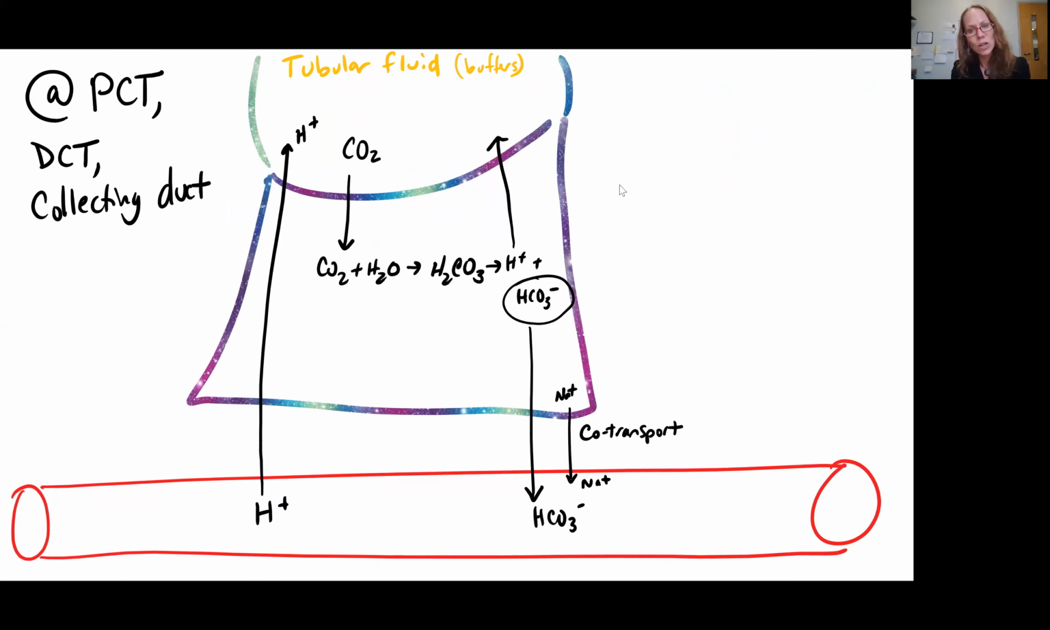Now, the kidney is also going to be important in helping to regulate pH. So we will see along the whole length of the nephron, the PCT, the DCT, and the collecting duct, that we are going to get hydrogen ion secretion and bicarbonate ion reabsorption. So H plus is leaving, bicarbonate ion is being reabsorbed.